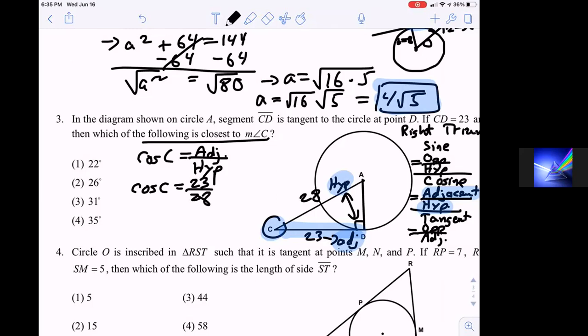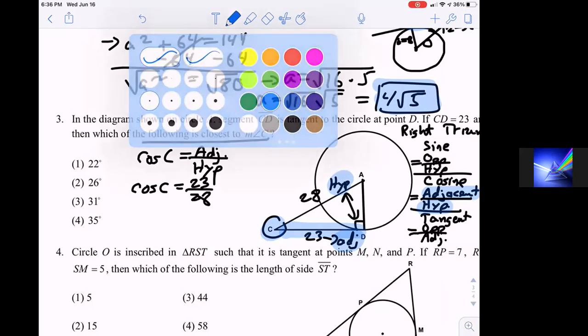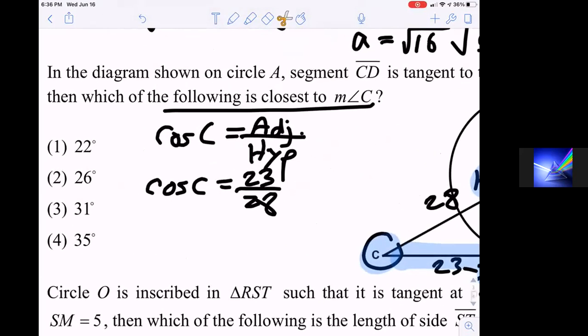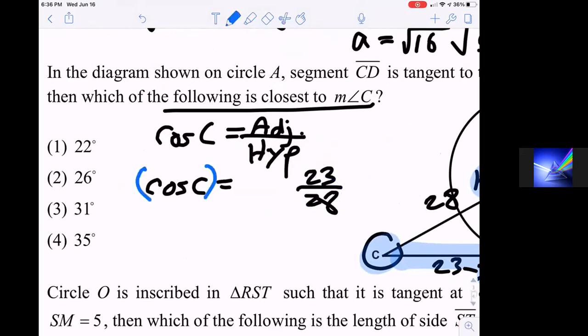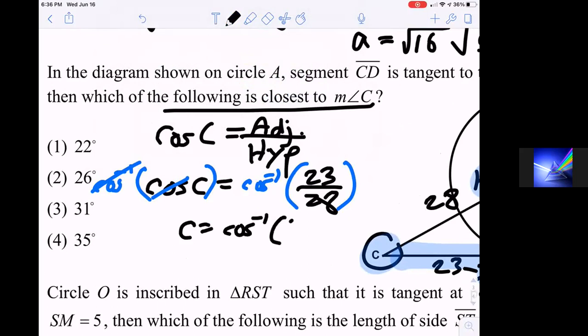Now, to solve for the cosine of C, we're going to take the arc cosine, or the inverse cosine, of both sides of the equation. So I'm just going to move this over here, and take the inverse cosine, or cosine to the -1, of both sides of the equation, like that. Now, the inverse cosine cancels the cosine, so we end up with C equals the arc cosine of this ratio, 23 over 28.